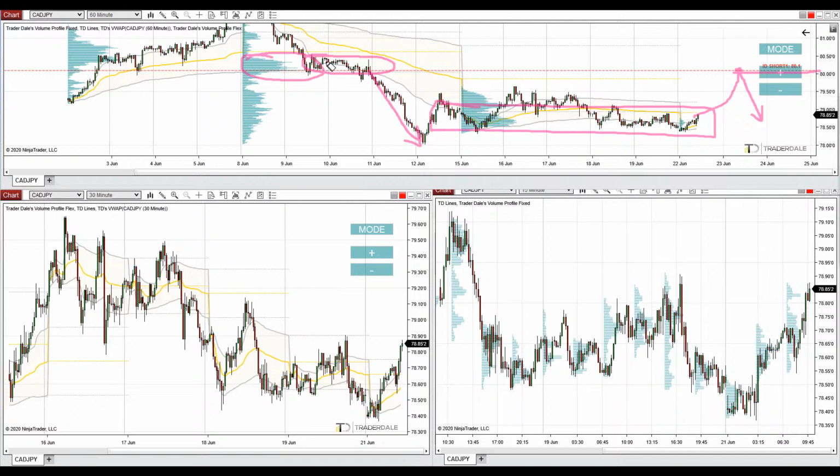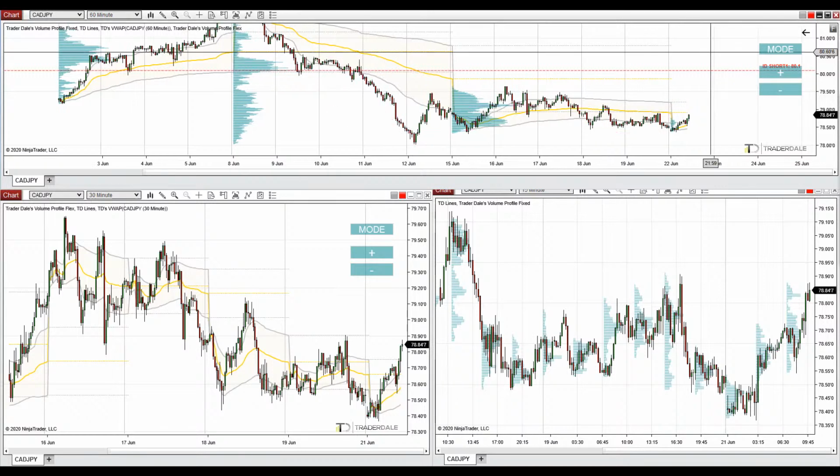Alright, weekly points of control are always strong levels to trade from, strong support and resistance zones, especially when there is a strong movement after such a point of control is created, like in this case. Alright, so that's the resistance on the Canadian dollar, Japanese yen, and let's now have a look at the New Zealand dollar, US dollar.